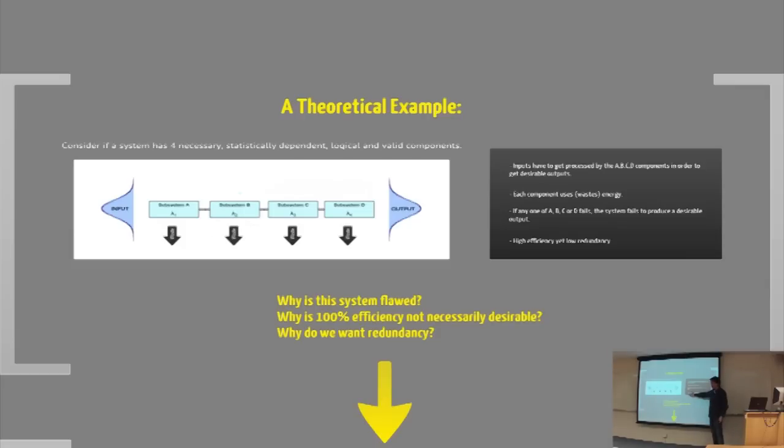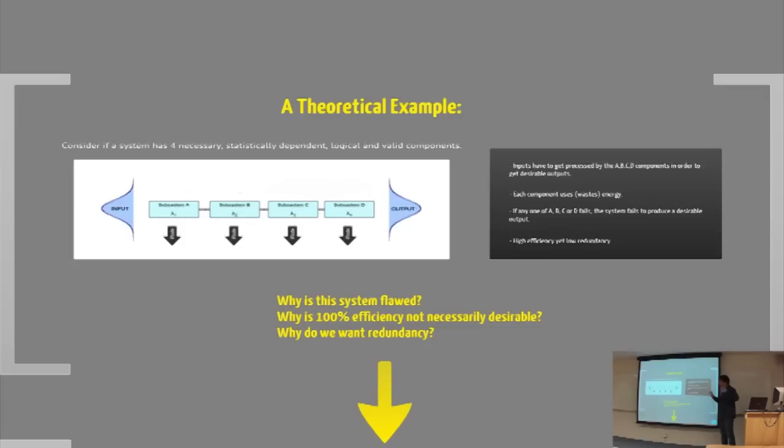Now, when you're strategically planning any kind of thing, as I said, you're planning for inputs, you're planning for outputs, and you cross-check for each specific point. For example, I need to do this, then I need to do that, then I need to do this. I can't start at D unless I have C, and I can't have C until I do B, and I can't have B until I do A. So inputs have to be processed by A, B, C, D input components in order to get desirable outputs. Each component uses, or in brackets, wastes energy. If any one of A, B, C, or D fails, the system fails to produce the desirable output.